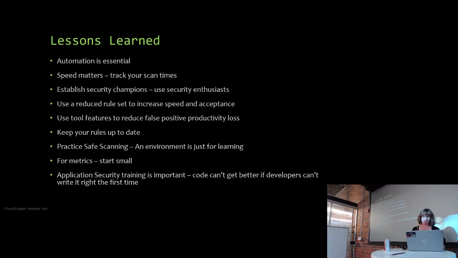Use a reduced rule set to increase speed and acceptance, like we talked about. Use tool features to reduce false positives and productivity loss. Fortify has some tools for that. I'm sure others do as well. You go in and tweak things. We even build our own custom rules as we have things that maybe aren't getting found like we want them to. Keep your rules up to date. Fortify has new rules releases all the time. We make sure we push those out, and we let people know when we're getting those pushed out. Practice safe scanning, an environment just for learning, like having the duplicate environments, like I mentioned.